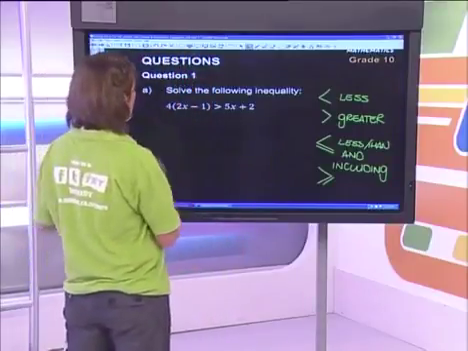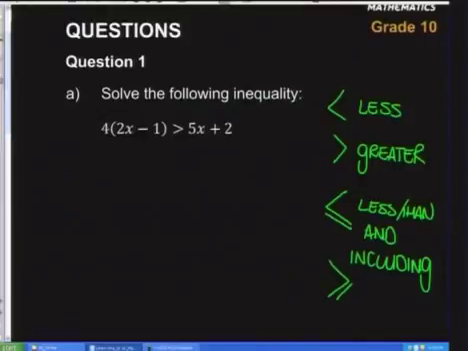So we've got 4, we're multiplying it by 2x minus 1. It is greater than 5x plus 2, and we have to solve the inequality. The first thing we are going to do is distribute our 4 into the bracket. So we are going to get 8x minus 4, which is greater than 5x plus 2.